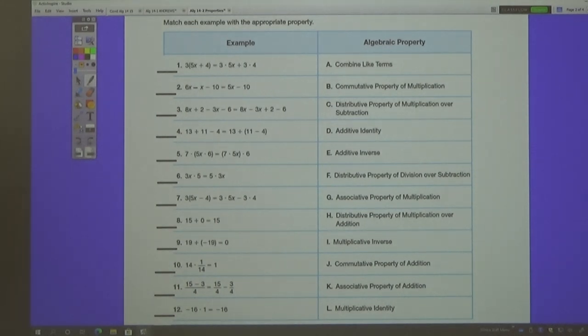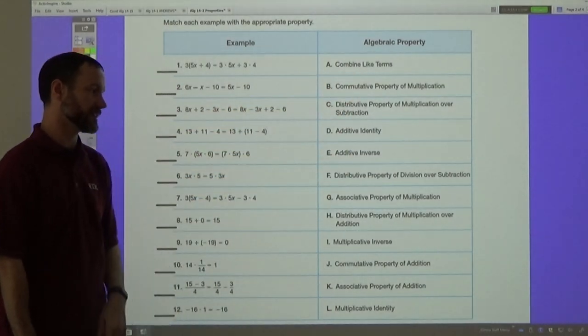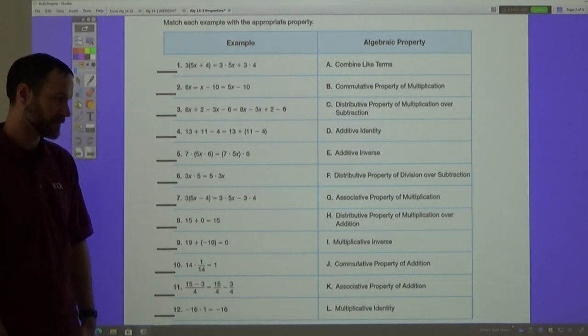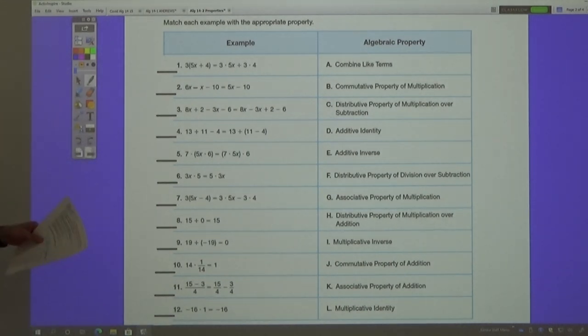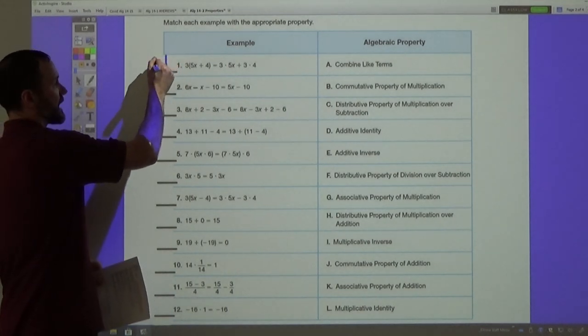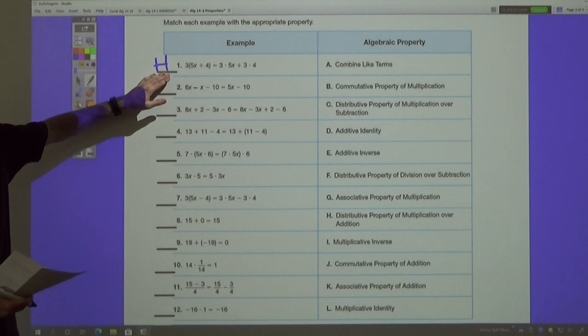Here is a quick matching. All right, we have to match up our answers with what we're doing here. Notice they also throw in things like, oh, all we're doing is combining like terms. So when we take a look at these, if you're doing this in class, I'd have you try them. The first one is actually H.